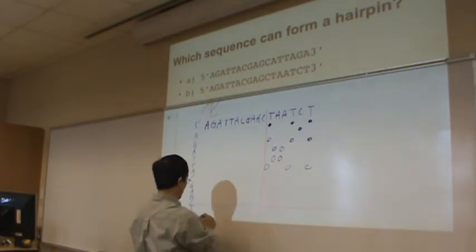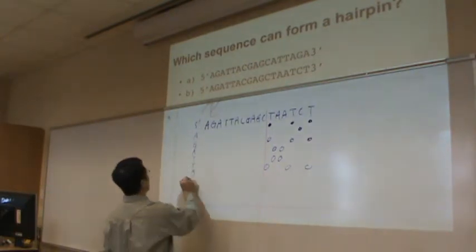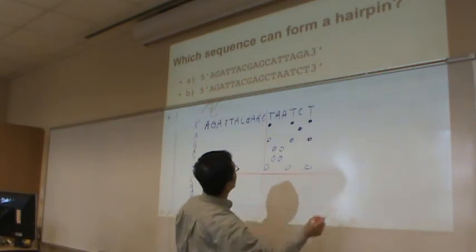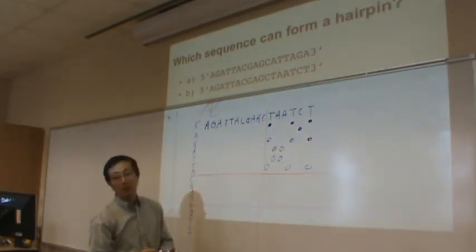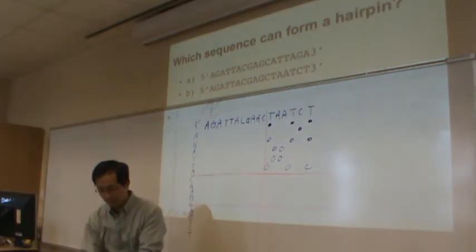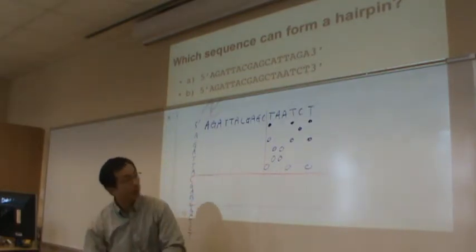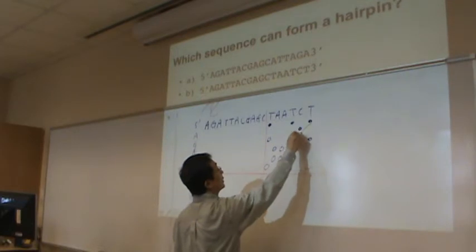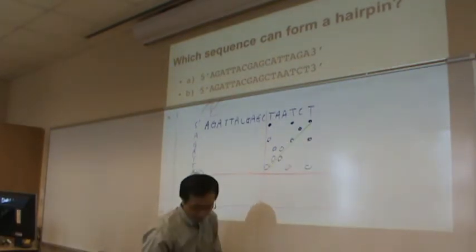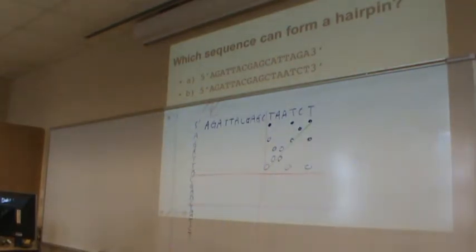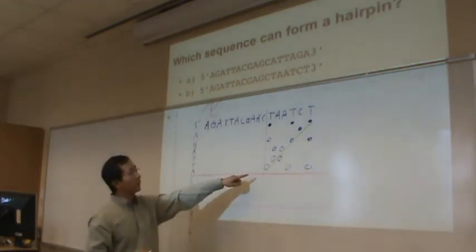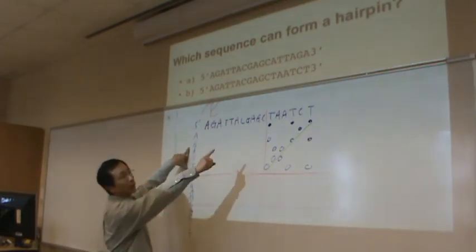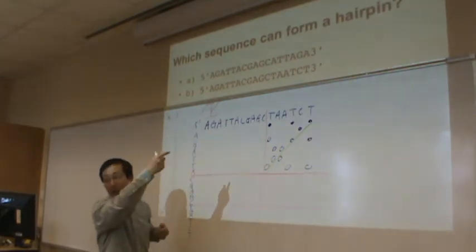Okay, so this is my front part. Now, what do you see here? What you see is a line. How can a line form like this? Alright, so every dot means a base pair. If it forms a continuous line, this means these two sequences form a continuous base pairing.